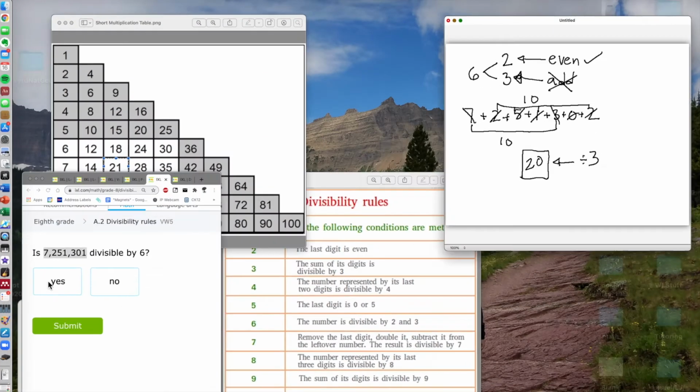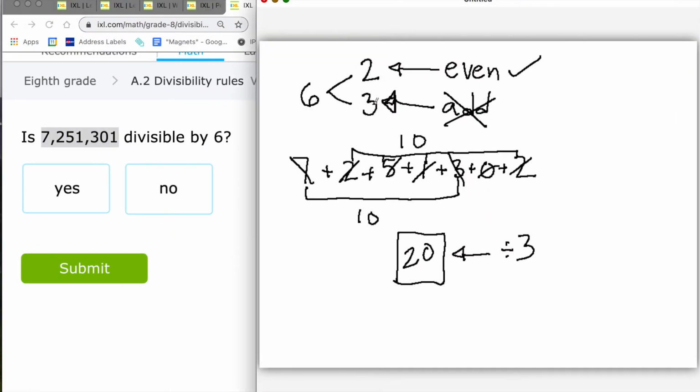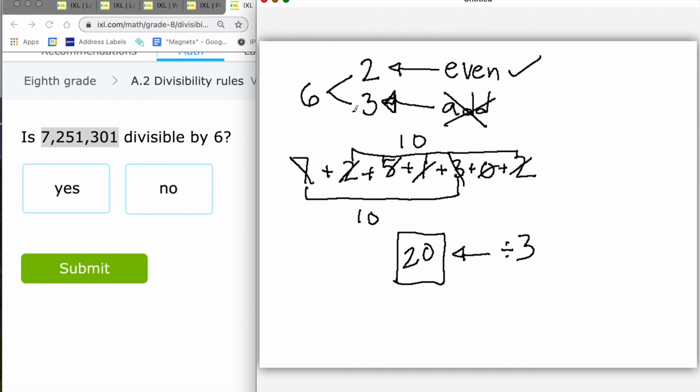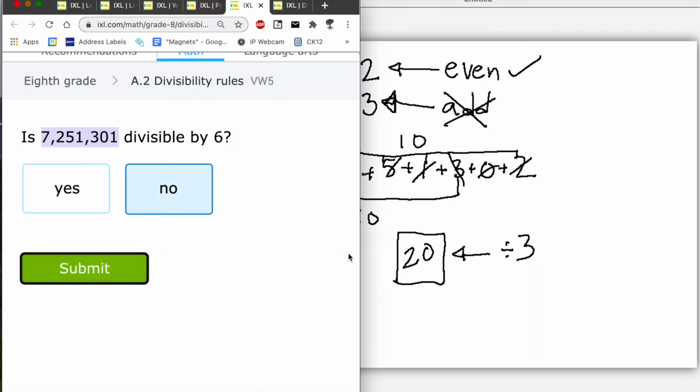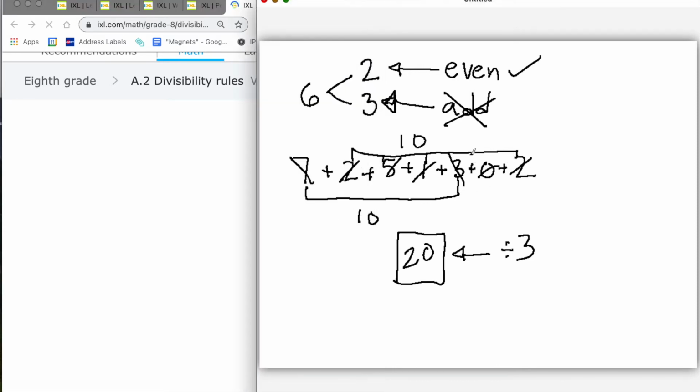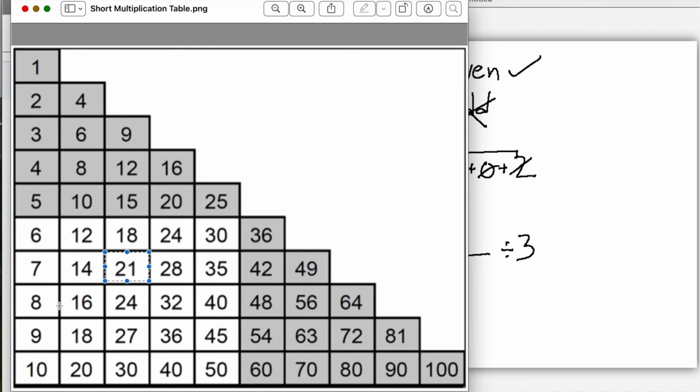Let me go back here. 3 didn't work for this big number. So what does that mean for the number 6? Does 6 go into that big number or does it not? And she would say, it doesn't. And I would say, you're right. The answer is no. So that is 6s, 3s, and 9s. 9s is the same as 3s. Just when you go to the table, you would look at multiples of 9s, not multiples of 3.